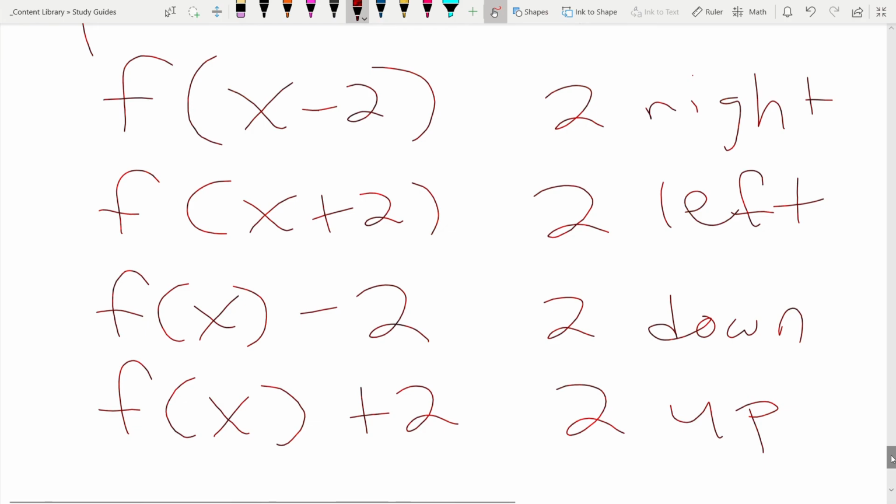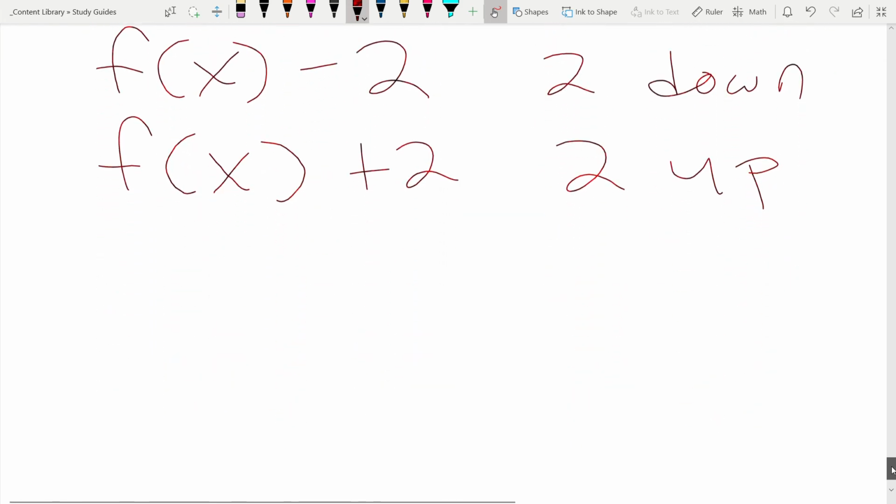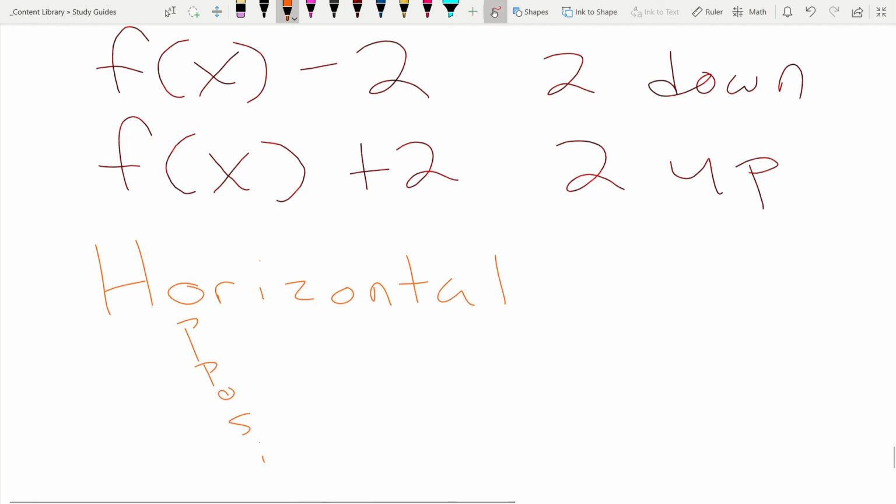But how are we going to remember which one does the opposite and which one does exactly what you see? Because when we're working in the x group, the horizontal motion was the opposite. You see a +2, so you go, oh, right to the 2, but it's actually left. So here's a nice trick. If you write the word horizontal, it has an O in it. O for opposite.